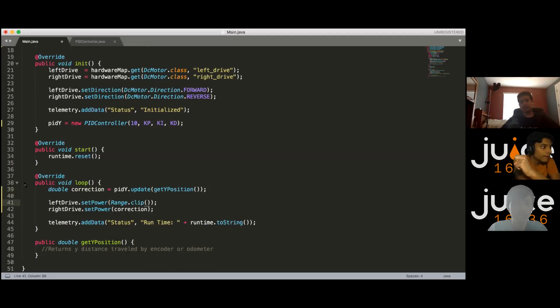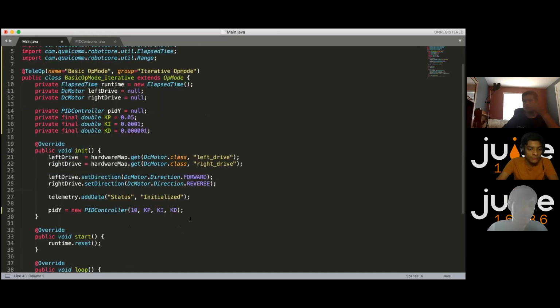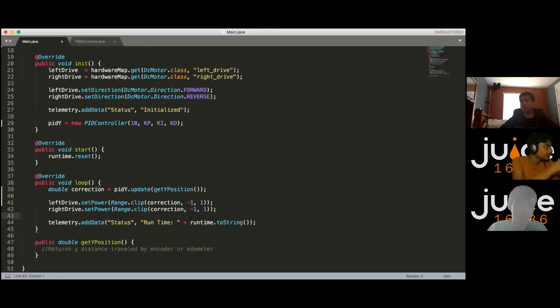So take our correction, and we'll have the same code down here. And I think that's it. Am I missing anything? Yeah, that's pretty much it for a basic implementation of PID, and a basic application for PID.